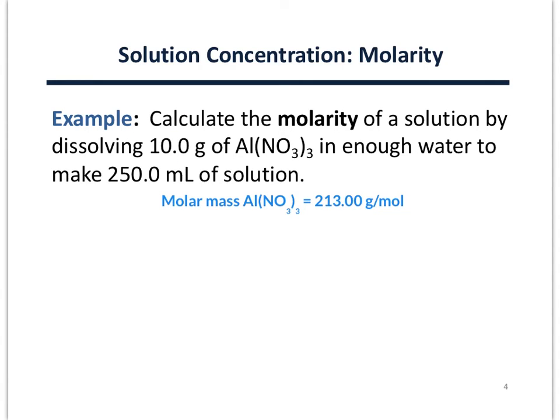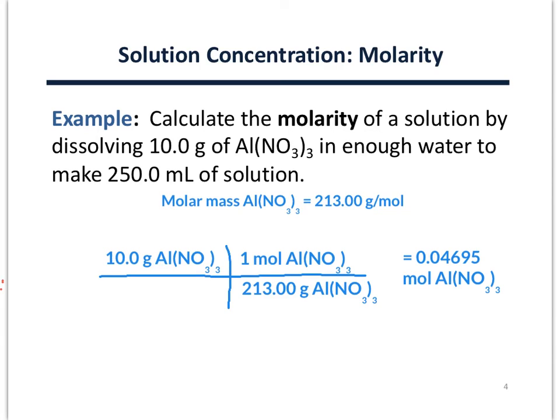So let's start there. We start with the 10 grams of aluminum nitrate, and we use the molar mass such that the grams will cancel, leaving us with moles of aluminum nitrate. We get 0.04695. Now we need to divide that through by the volume, but remember the volume must be in liters, so we need to convert our 250 milliliters into liters.